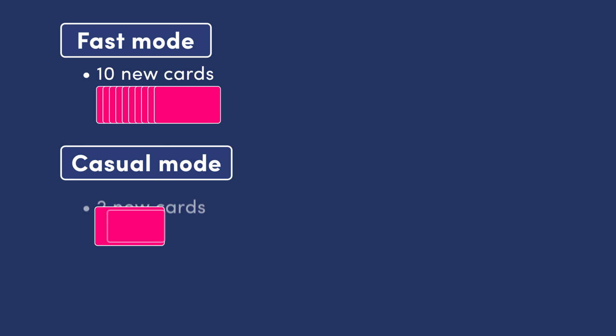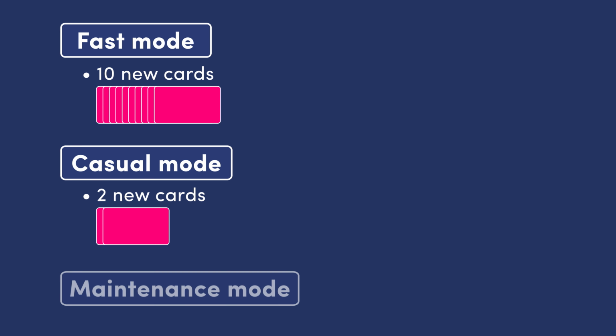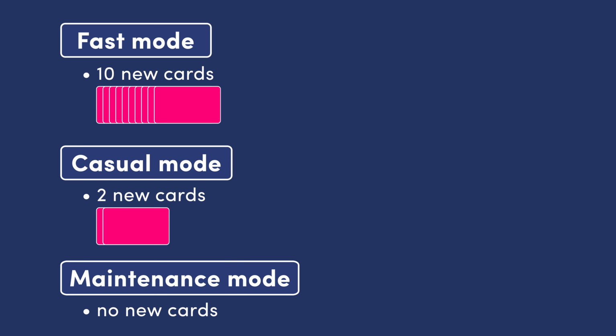Casual mode means adding 2 new cards per day plus reviews. This is perfect when you want to make some progress, but don't want to spend a lot of time on reviews. Maintenance mode means no new cards, and just focusing on reviewing existing cards. This is when you're busy or traveling. Remember, maintaining what you've learned is just as important as learning new material.